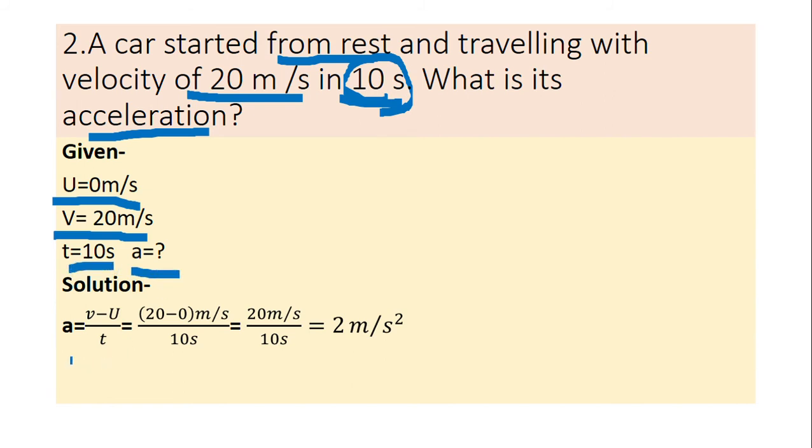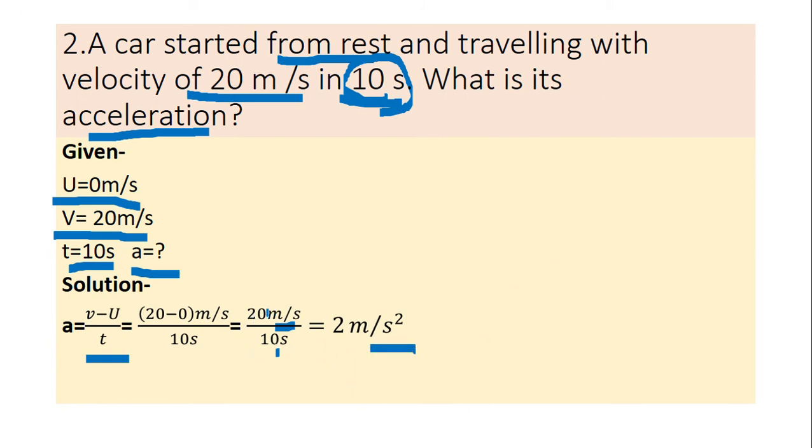So we know the formula a is equal to (v minus u) by t. v minus u is 20 minus 0 divided by 10 seconds. So 20 minus 0 is 20. Meter per second is its unit, divided by 10 seconds. So meter per second by second will give you meter per second square, and 20 by 10 is 2.